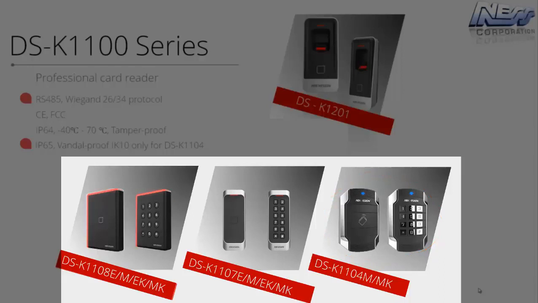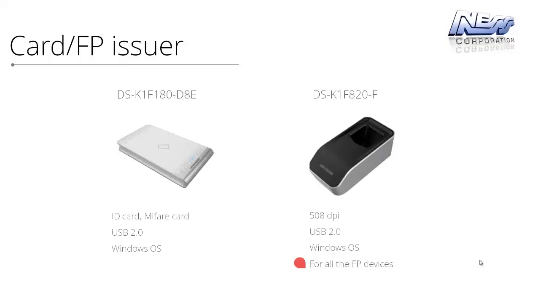Now these three styles of card readers will communicate either via RS485 or via the dip switches on the back. You can set them to be Wiegand, and if you set them as Wiegand, it can be 26-bit Wiegand or 34-bit Wiegand.